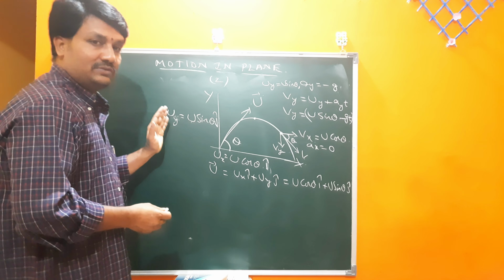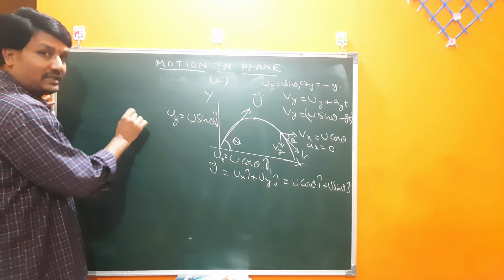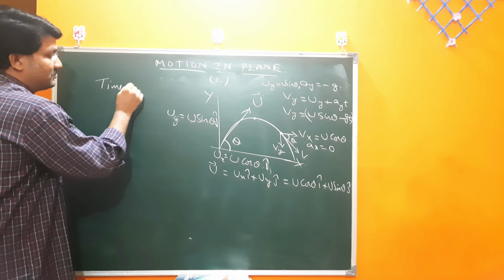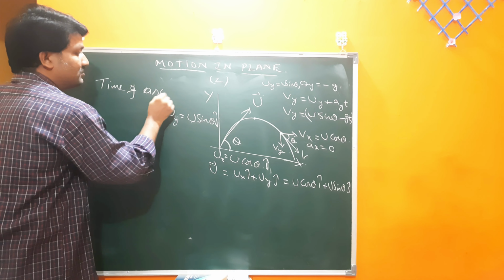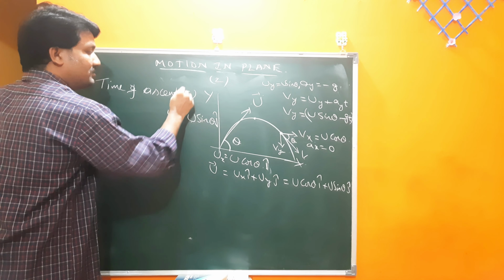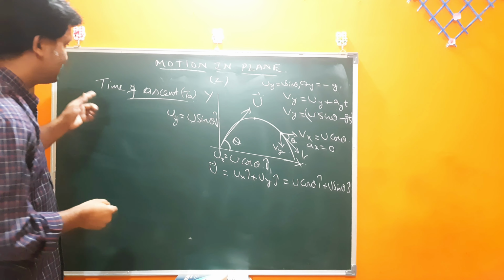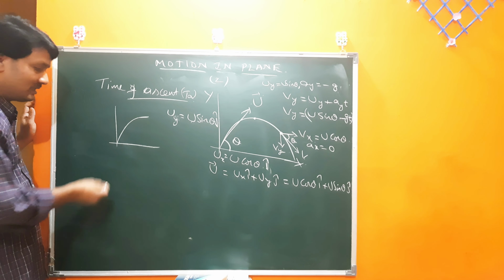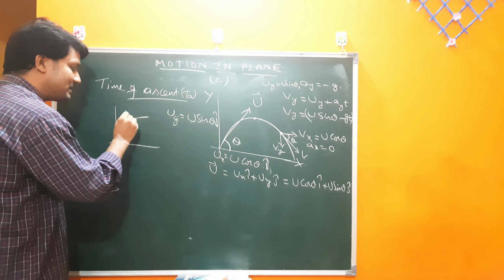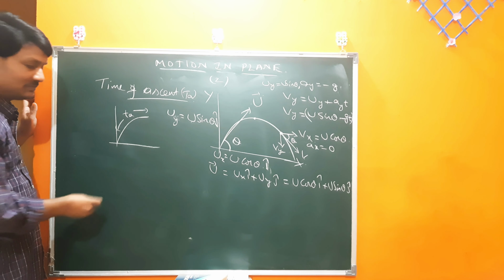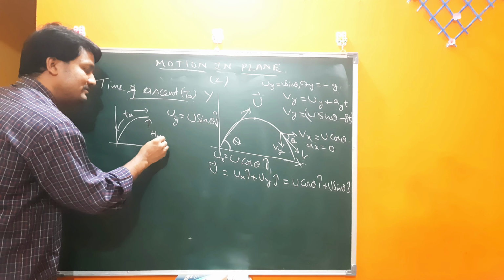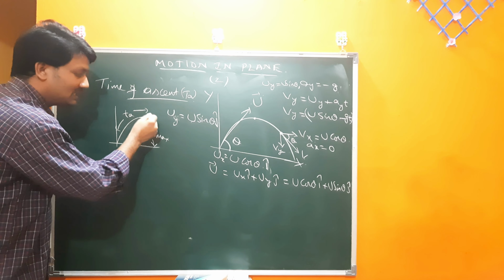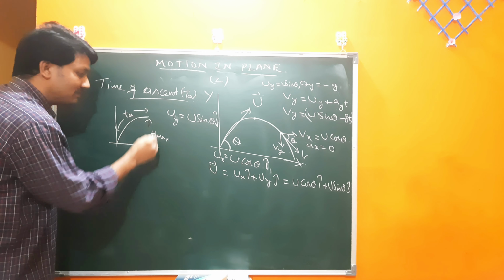Now we have to discuss how to determine the time of ascent. First of all, the definition. What is the time of ascent? The time taken by the particle to travel to its maximum height is called the time of ascent.